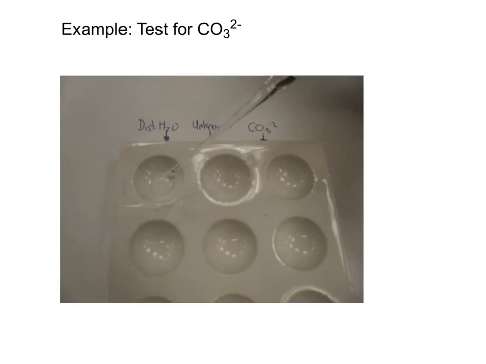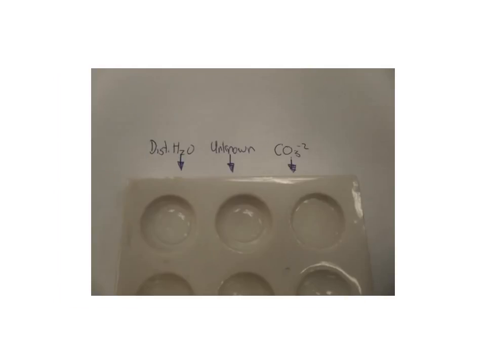In this example, we test for carbonate ions. We fill the first spot with a few drops of distilled water. The second spot will be filled with a few drops of the unknown ionic compound, and the third spot will be filled with a few drops of a solution that we know contains carbonate ions.